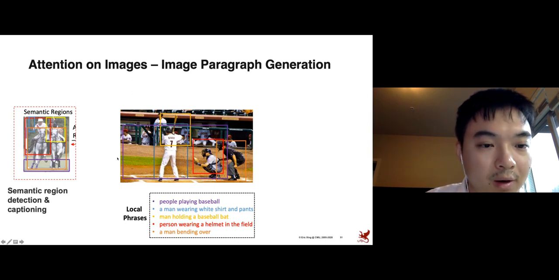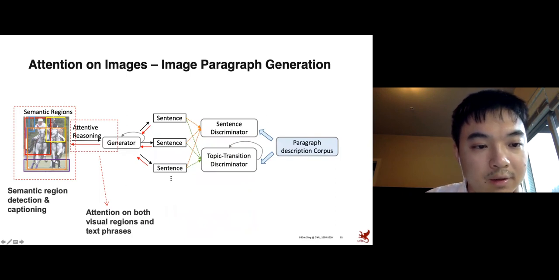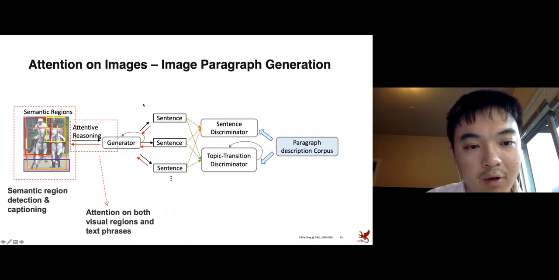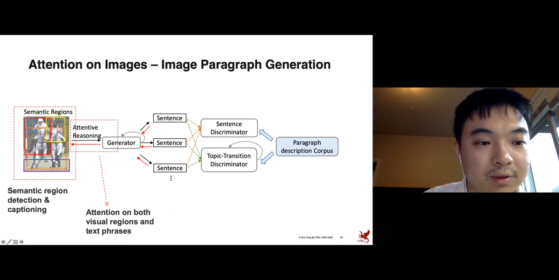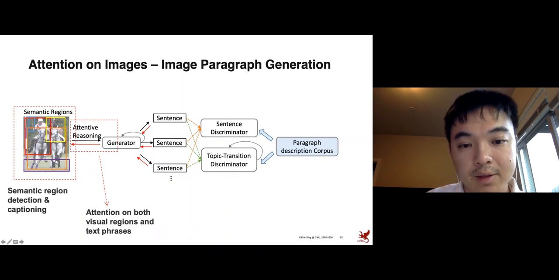And then we use an attention reasoning, or a kind of hierarchical generator, to attend to both the regions of the image and the local phrases we generated, to get an output paragraph.